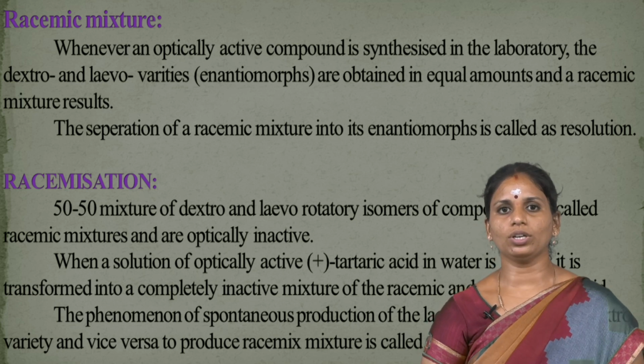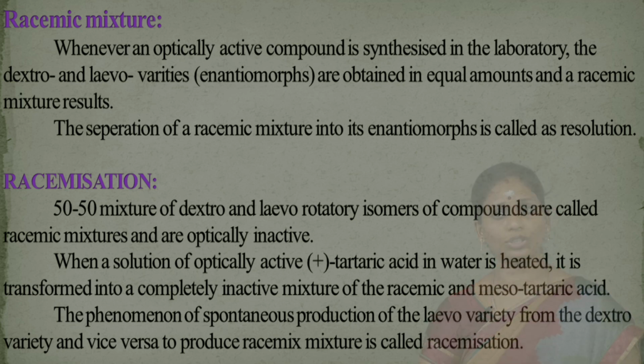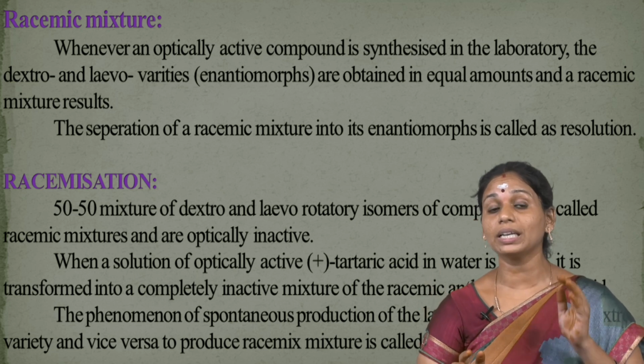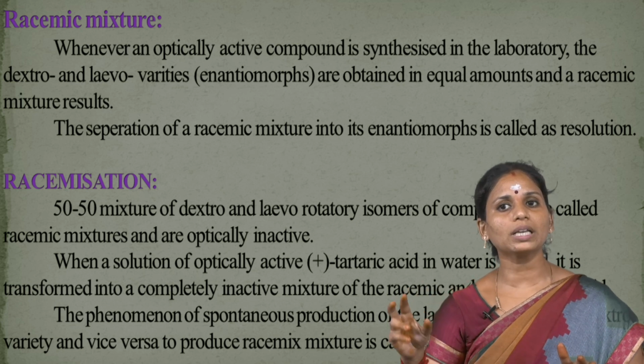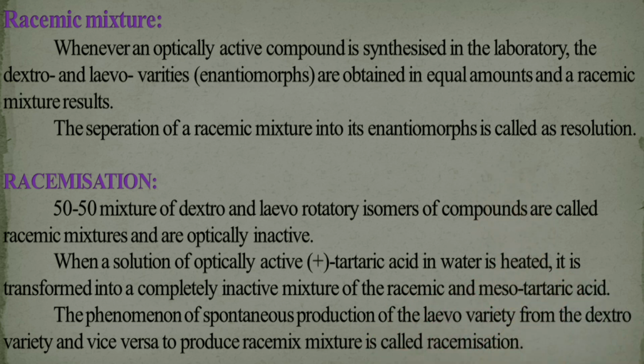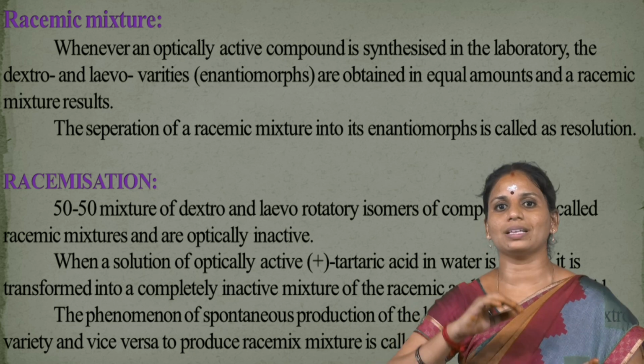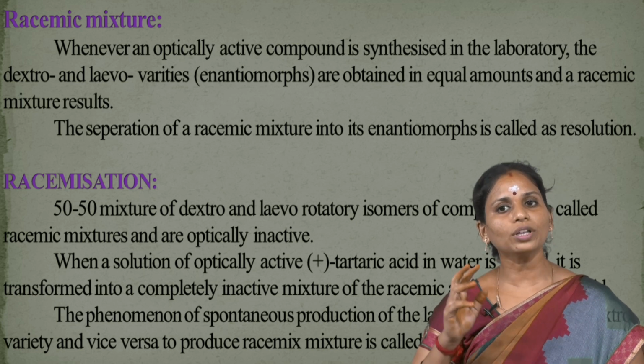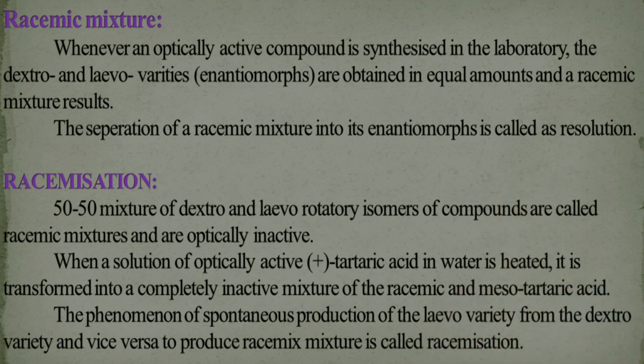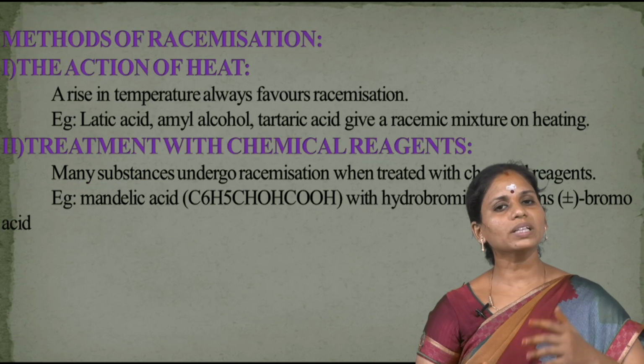What is racemization? A 50-50 mixture of dextro and levorotatory isomers of a compound is called a racemic mixture, and it is optically inactive. When a solution of optically active plus tartaric acid in water is heated, it is transformed completely into an inactive racemic mixture. That is, in situ, meso tartaric acid is also synthesized due to heating. The phenomenon of spontaneous production of the levo variety from the dextro variety and vice versa to produce a racemic mixture is called racemization. What are the methods of racemization?